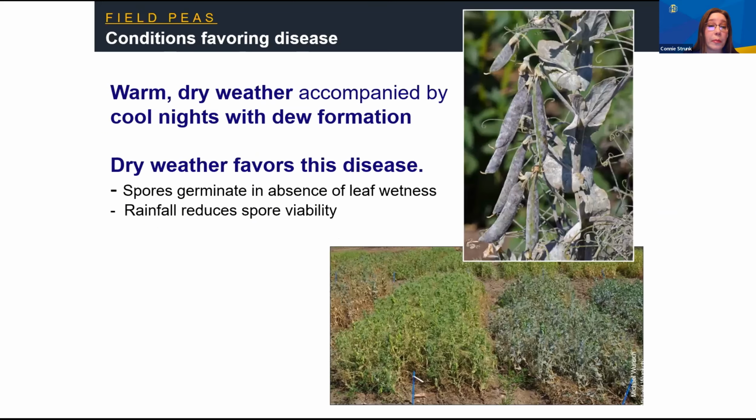Conditions that favor powdery mildew are warm, dry weather, oftentimes accompanied with those cool nights that cause dew. So we won't see this disease a lot if we have rain that sits on the leaf. It's not a disease that likes that. It likes that drier weather with that kind of humidity. Those close canopies, those higher planting populations, it really likes that humidity, allows that dew to form, but likes more of that warm, dry weather.